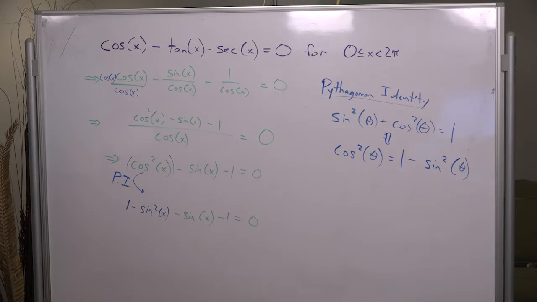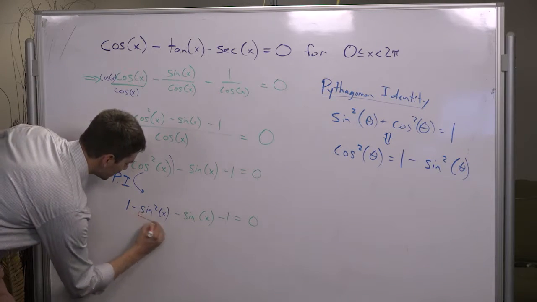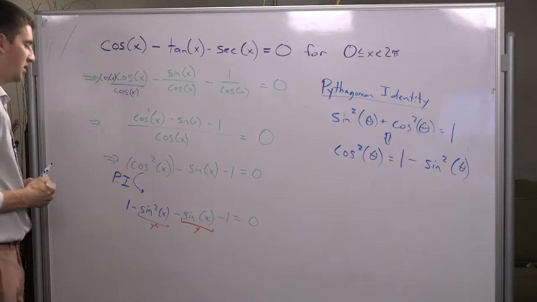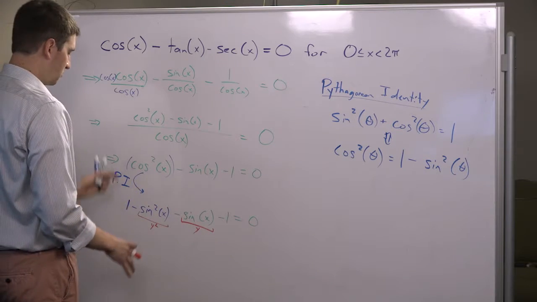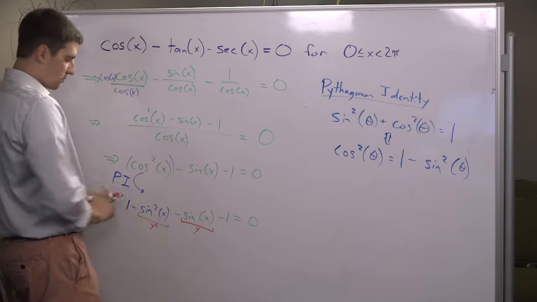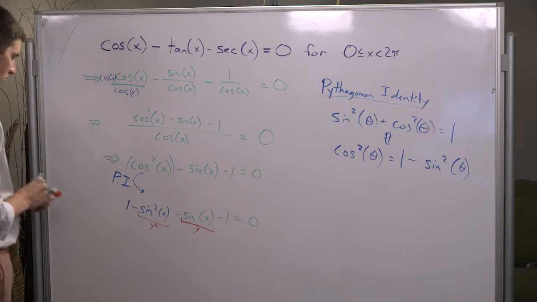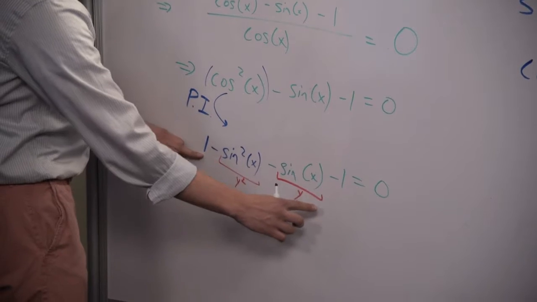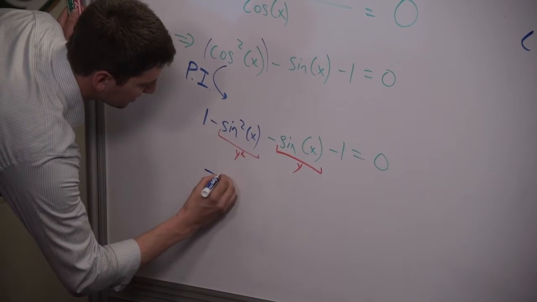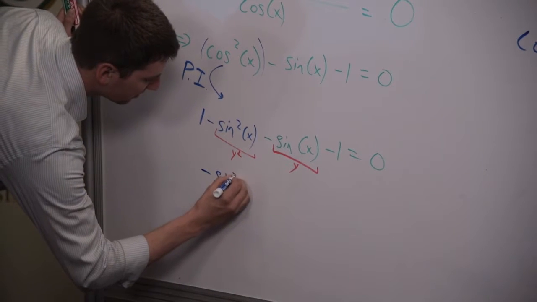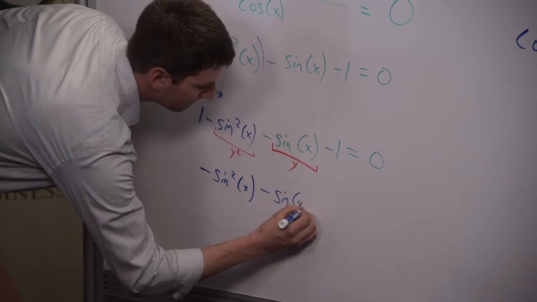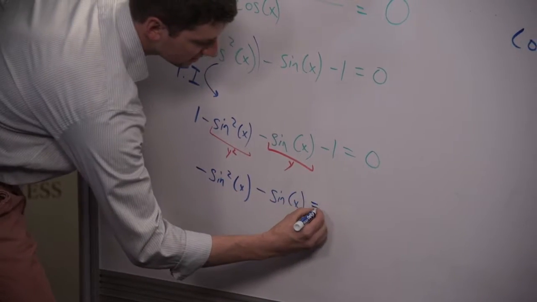So just as a reminder, we can think of this as some variable squared, and we can think of this as just the normal variable. So if we combine everything together, we get our a, our b, and our c from our quadratic formula, then we can factor this thing apart. So let's combine this. What is 1 minus 1? Well, that's 0. So all we have right now is just sine squared of x minus sine of x plus 0 equals 0.